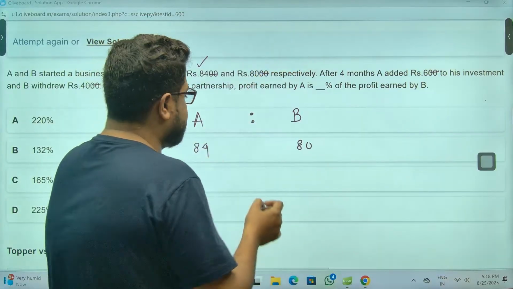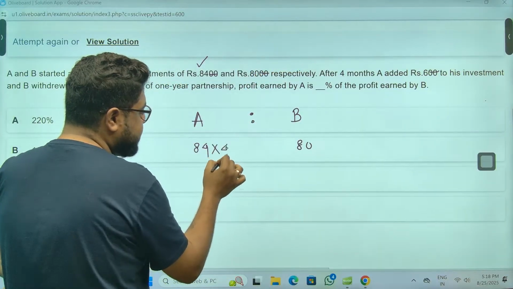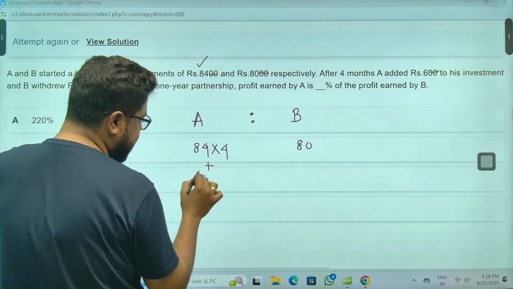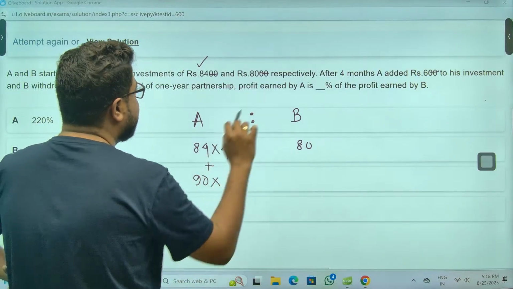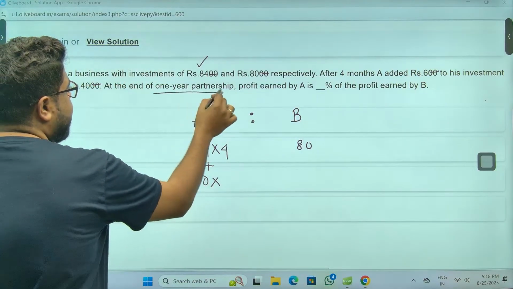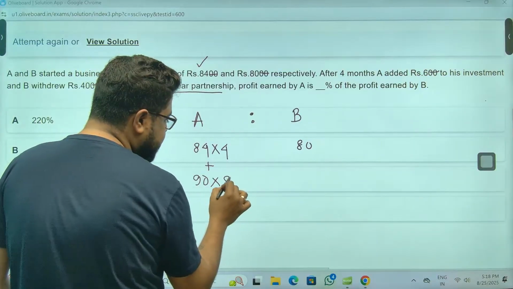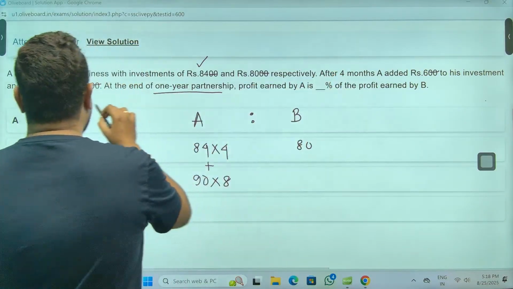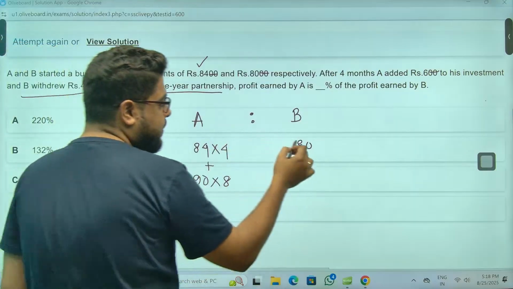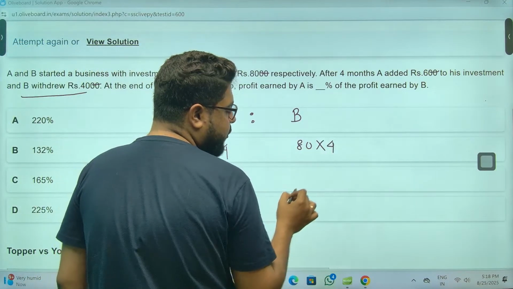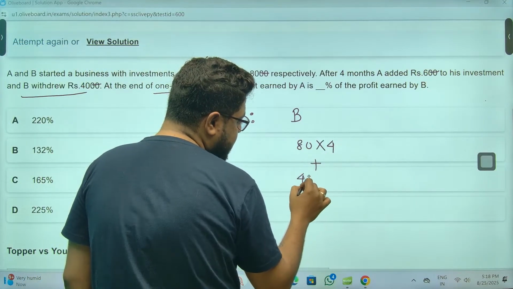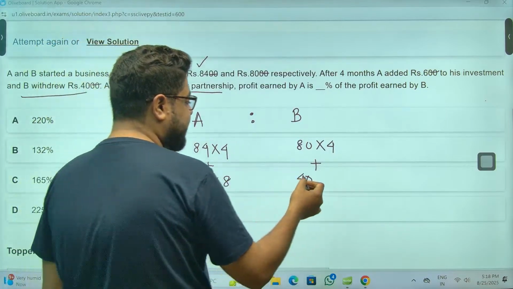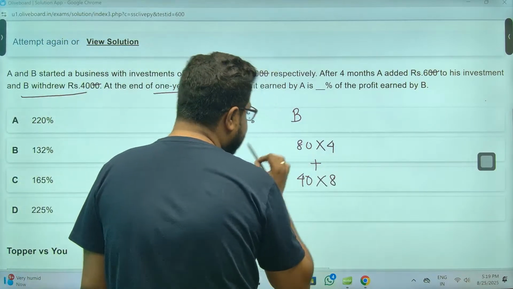After 4 months, that means this money was there for 4 months. A added 6 rupees, so his money became 90 rupees, 84 plus 6, for how many months? At the end of the 1 year partnership, 8 months left, total 12 months. Now B withdrew 40 rupees after 4 months, so 40 rupees remain for the remaining 8 months.